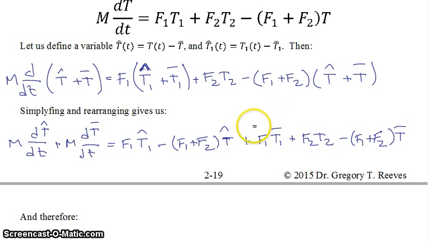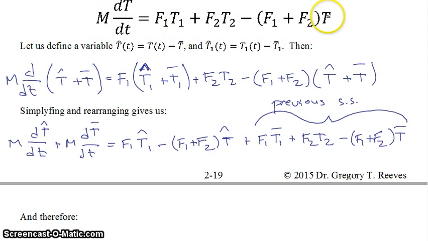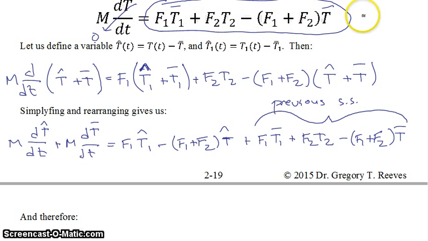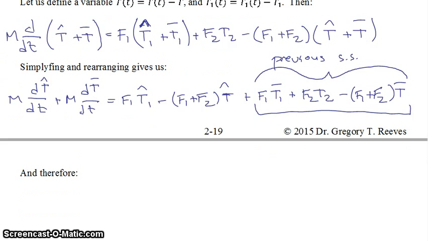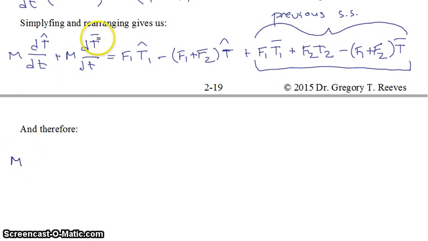Now if you look at these terms right here, these were the previous steady state. If I go back to my original differential equation, which is up here, and I put in a bar here and a bar there, that signifies the previous steady state. And when the previous steady state occurs, of course, since it's a steady state, that time derivative is equal to zero, which means this grouping here is equal to zero. In that case, this whole group is just equal to zero and drops out of our equation. So therefore, what we have in the end is our mass M. Oh, and the last thing I forgot to say is that this guy is, of course, the time derivative of a constant and equal to zero.